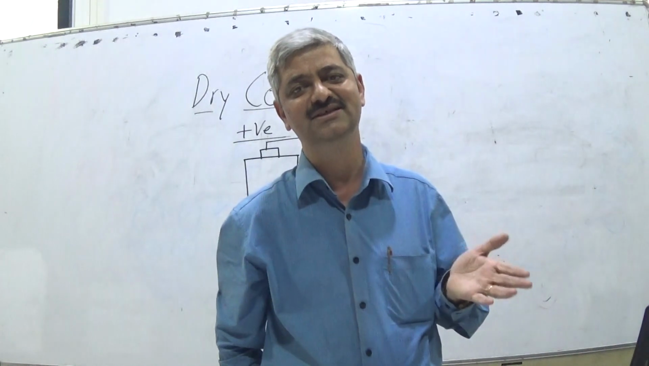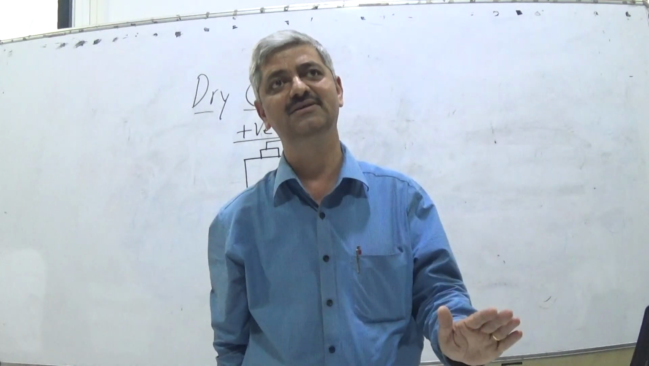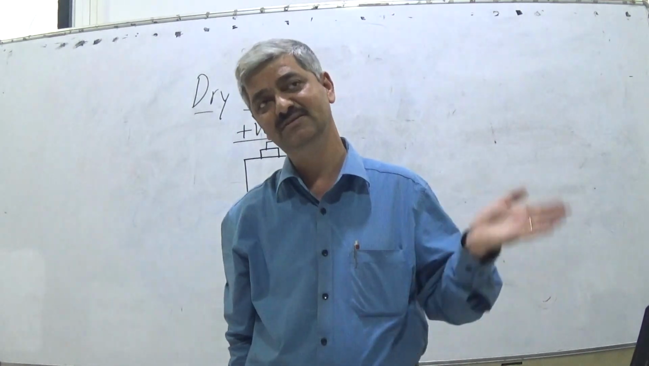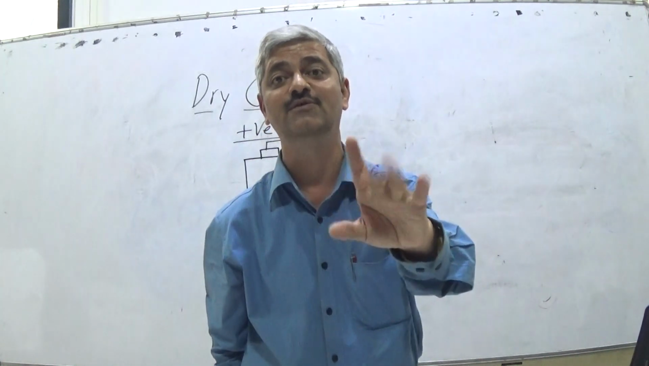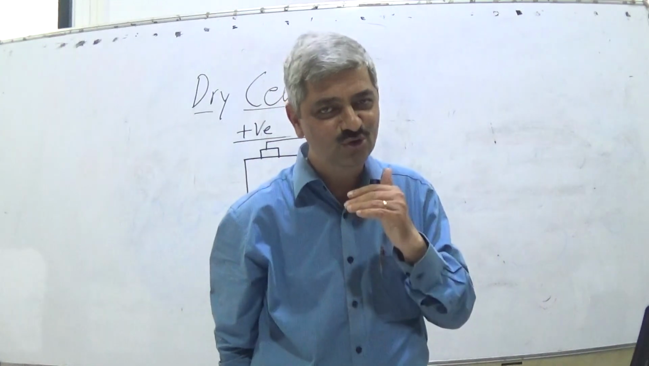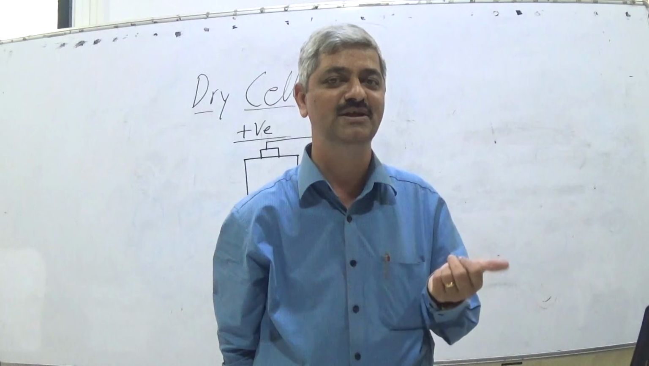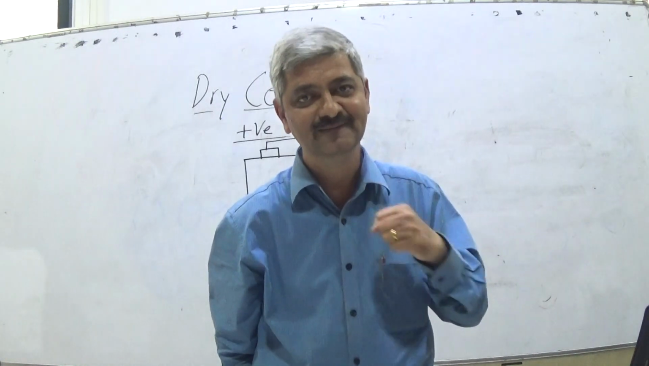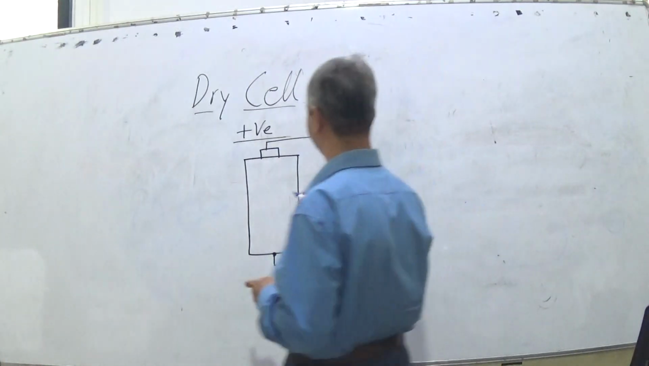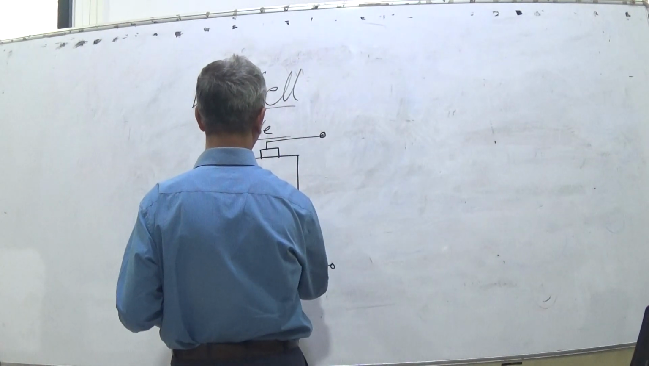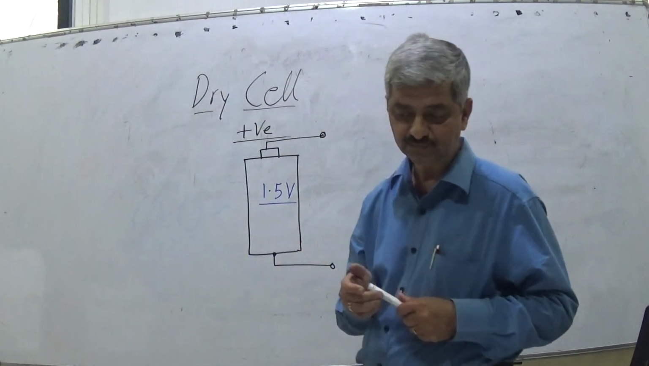Because now it is not so abundant in use. Twenty years back everybody would have said dry cell means 1.5 volt battery. But now that is no longer so popular, so that number might not be known by heart by everybody. So its voltage is 1.5 volts. It's a dry cell.